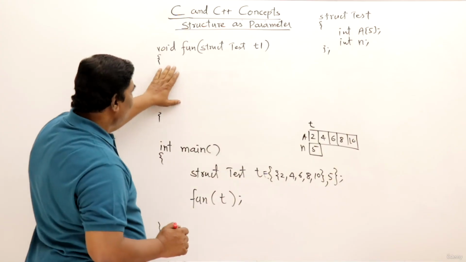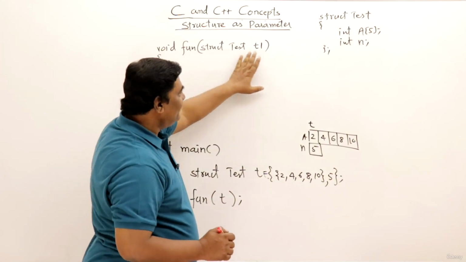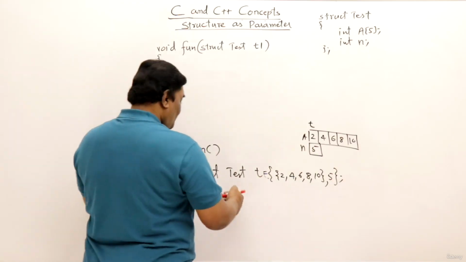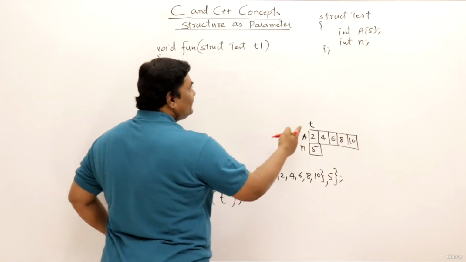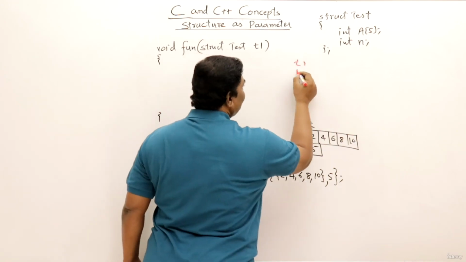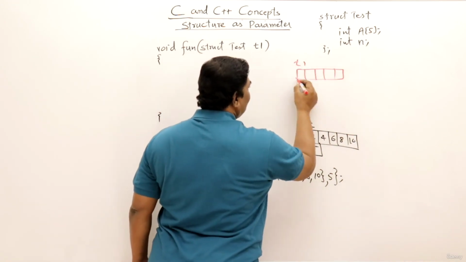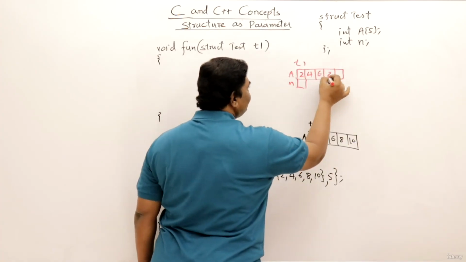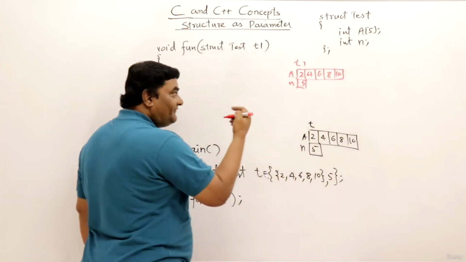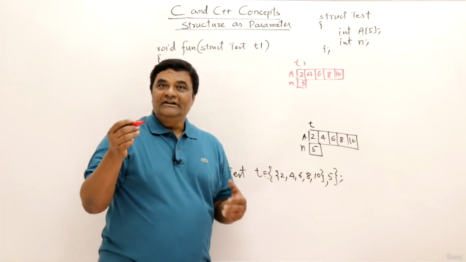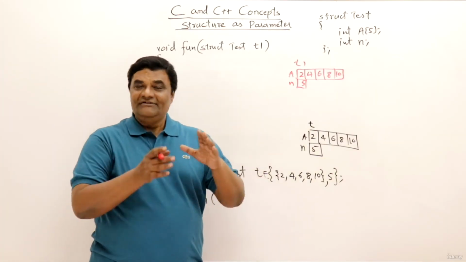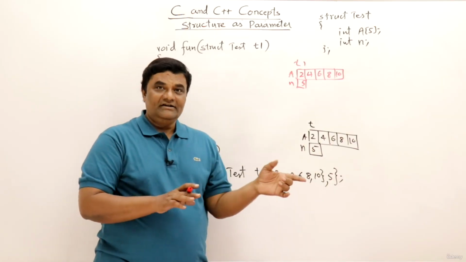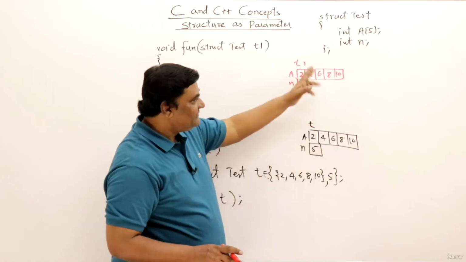Here I have a function called fun, and I am taking it as call by value. From here I am passing T. Does it work? Yes, it works. What happens when this T is passed? A new T1 is created with an array, and also n, and everything from here will be copied here: 2, 4, 6, 8, 10, and also the value 5. Everything will be copied. So when a structure is passed by value, even if it is having an array, the array will be created separately in the member and it will be filled.